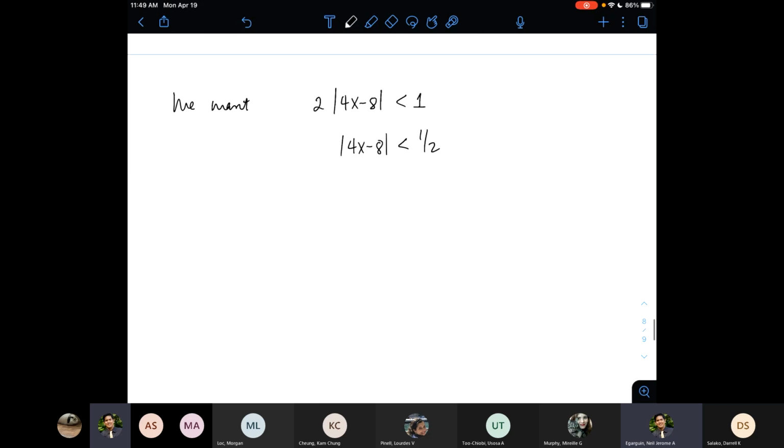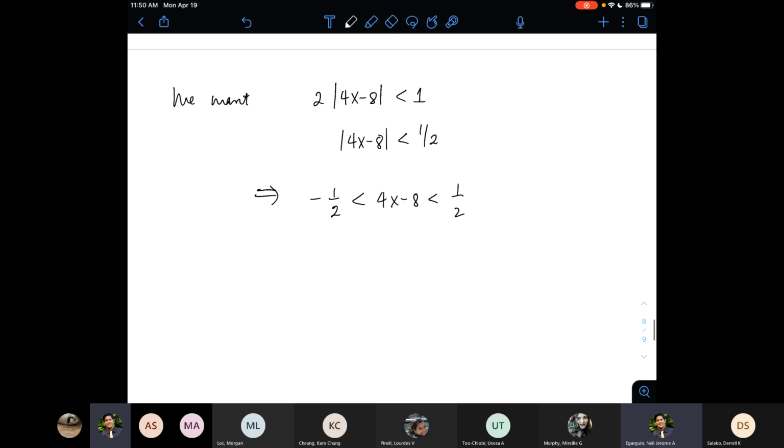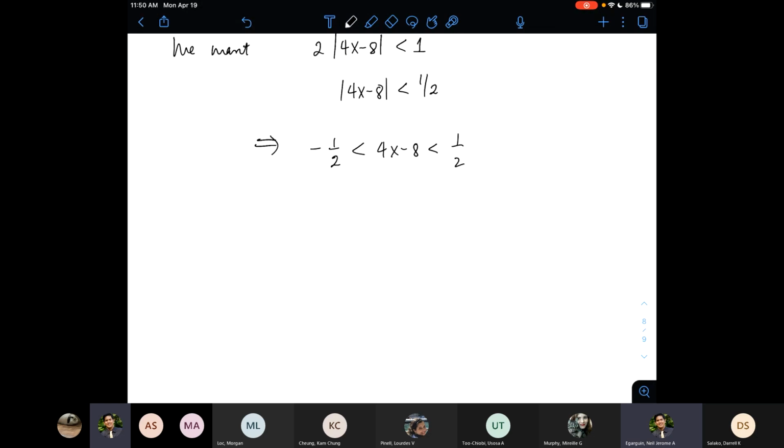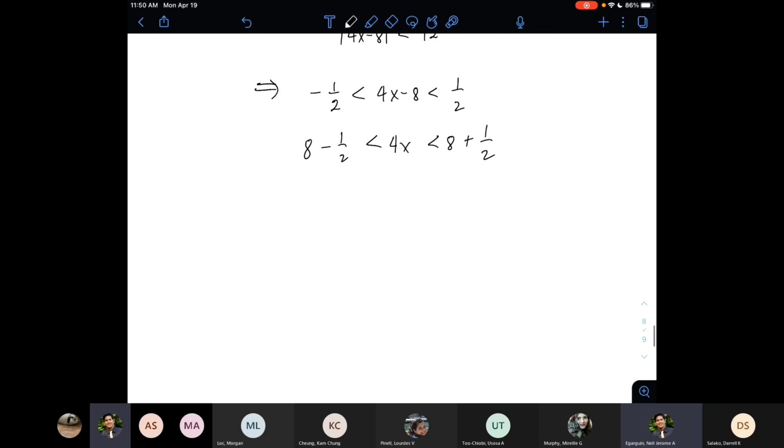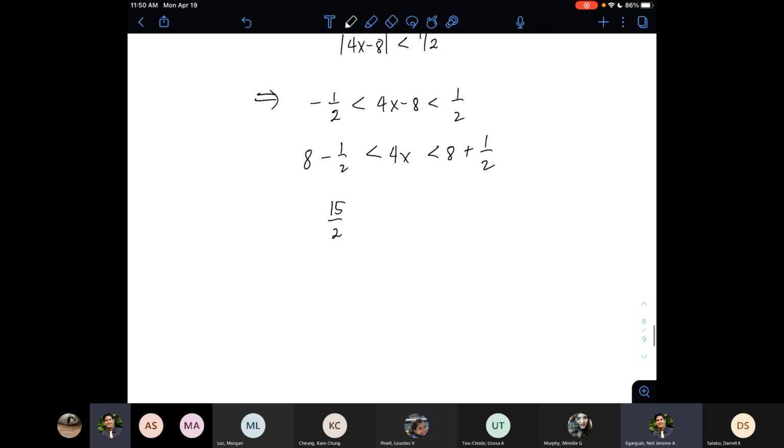All right. So here we'll have a continued inequality. We'll have negative 1/2 less than 4x minus 8 less than 1/2. And then I'll add 8 to all sides. So here I'll have 8 minus 1 over 2 less than 4x less than 8 plus 1 over 2. So I guess I'll have 15 over 2 less than 4x less than 17 over 2.